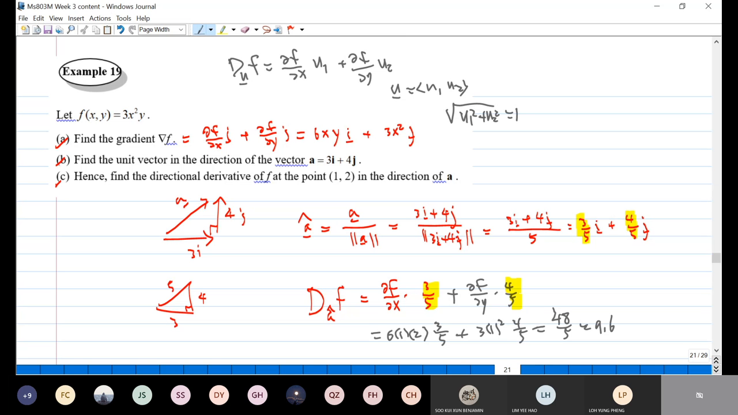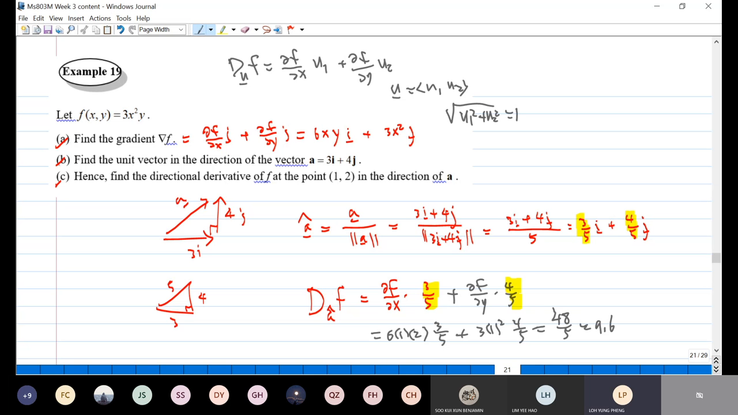What is the maximum rate of change? Can you tell? At that point (1, 2), the maximum rate of change is actually, you put x equal to, okay, maximum rate of change is actually, okay, let's put it. Mr. Quack, I got a question.